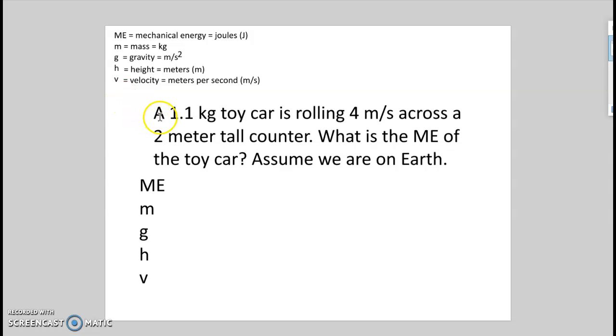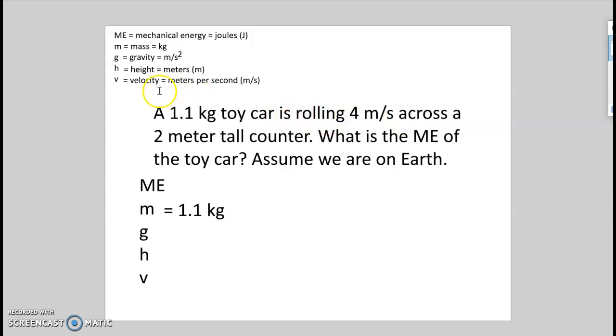So it starts out by saying a 1.1 kilogram toy car. So if I look at my list, kilogram is mass, so that must be my m. So in my list, I'm going to put m equals 1.1 kg. I'm going to keep reading. This toy car is rolling 4 meters per second.